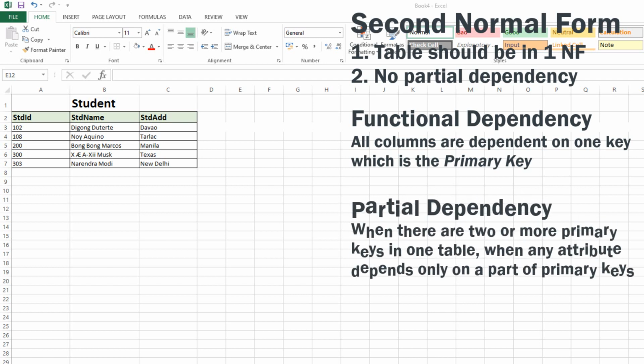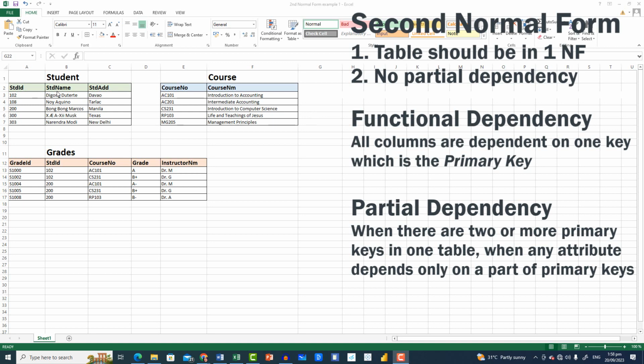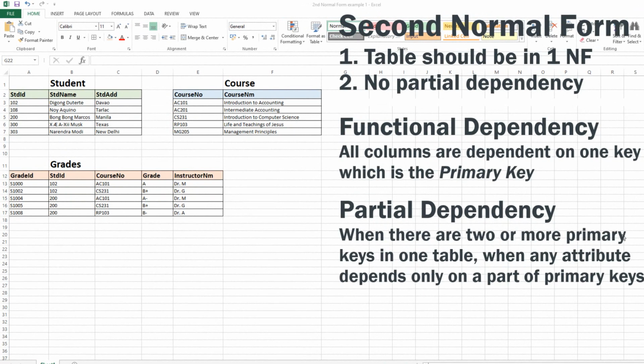Coming back to partial dependency. Okay, let me explain. Sometimes there are two or more primary keys in one table. Within that table, there may be some attributes which are not primary keys that are dependent on only a part of a primary key. Now that's a lot. Let me explain.